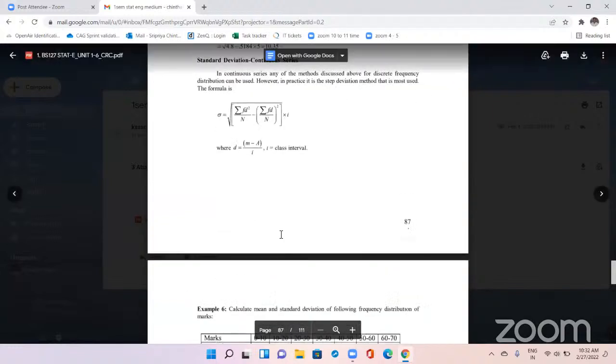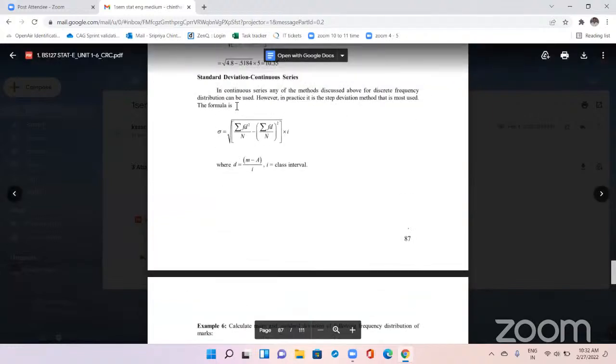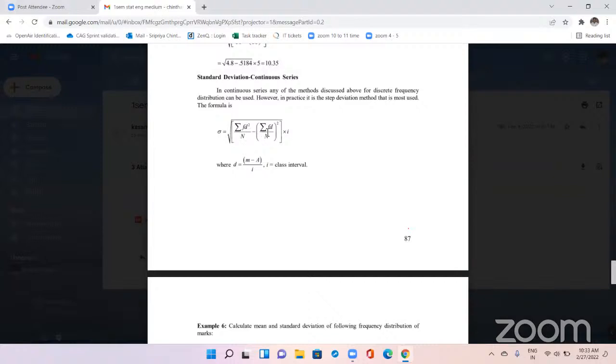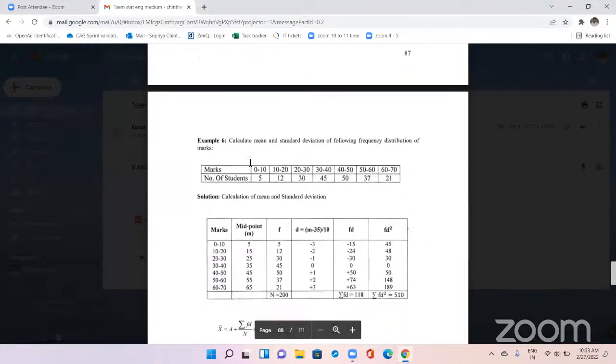Now coming to standard deviation in a continuous series. In a continuous series, any of the methods discussed above for a discrete frequency distribution can be used. However, in practice, the step deviation method is the most used. The formula is sigma is equal to the square root of sigma fd square by n minus sigma fd by n whole square, into i. Here i is the width of the class interval. You can write width of the class interval or size of the class interval. So d is equal to m minus a by i, where m is nothing but the mid value of the given class intervals.